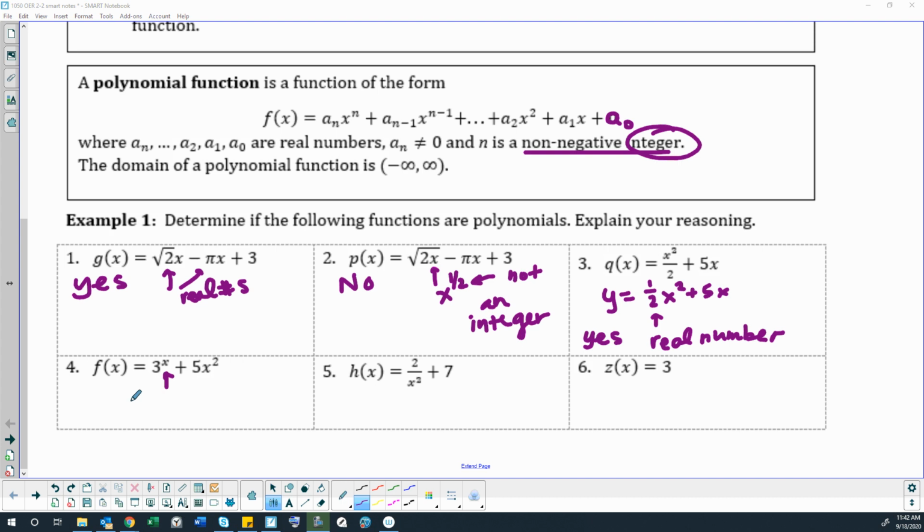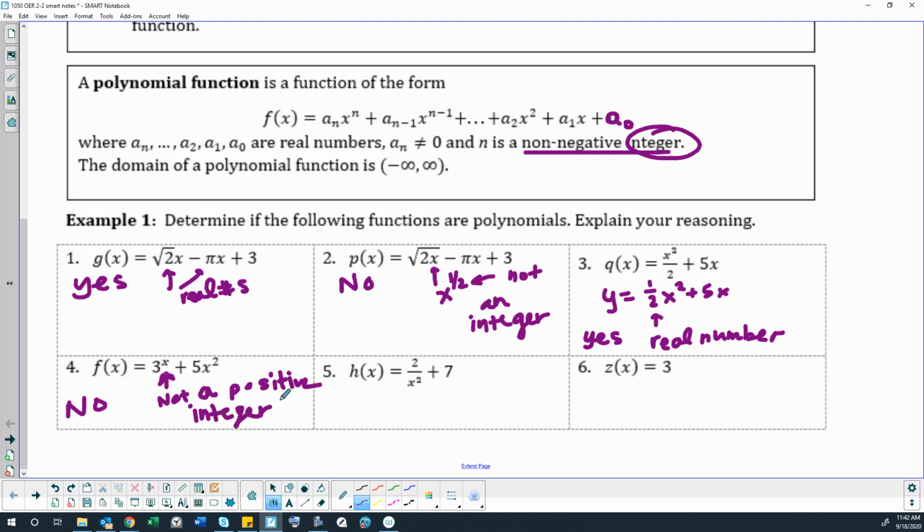All right, I'll go ahead and tell you this one is no, because x is not a positive whole number exponent, right? X is a variable. We don't know what it is. So if it's a variable, it doesn't fit the definition of n here as a non-negative integer. Not a positive integer because it's a variable.